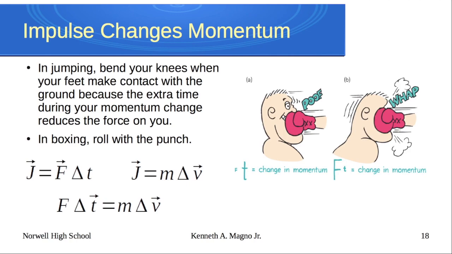Another thing like this goes into boxing. In boxing, they always say the term roll with the punches. And that's because they're trying to, again, increase that contact time with the punch. The punch has the same change in momentum that has to occur. Okay? So the same m delta v has to occur. But by increasing the delta t, they reduce the force on the face. Whereas if they just try to hold their ground and stay in place, it's going to hurt a lot more because the force increases as delta t decreases.